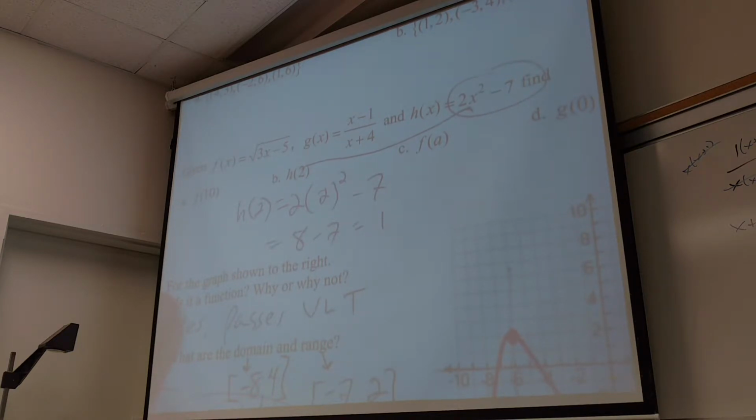Not 1, 2. No, you're fine. Don't change it. 2, 1. When the x is 2, the y is 1. So I know a point that h would go through. If I graphed h, it would go through the point 2, 1.